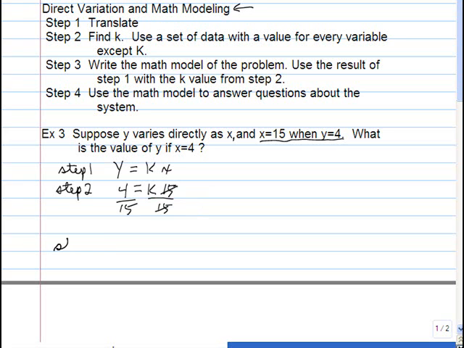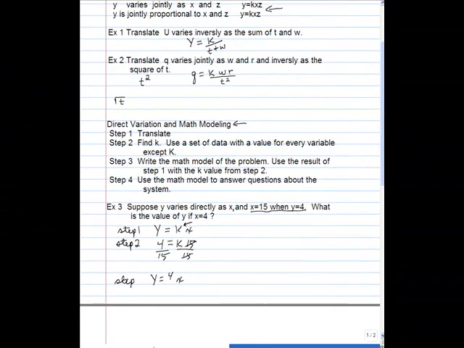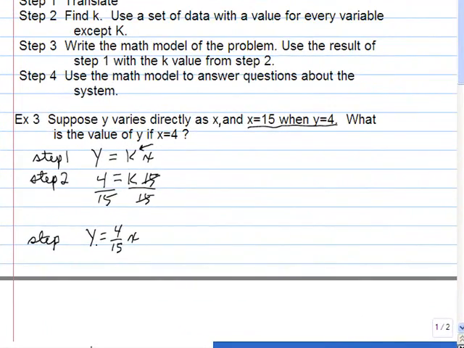Step 3 says write your math model. Now up here where it says write your math model, it tells you exactly how to do it. It says use the result of step 1. So that's y equals kx. So I'll start that off. Y equals something times x. Use the result of step 1 with the k from step 2. In step 2 I got k is 4/15. So in here where k was in step 1, I'm going to put 4/15 here in step 3. And now this is called the math model of the problem.